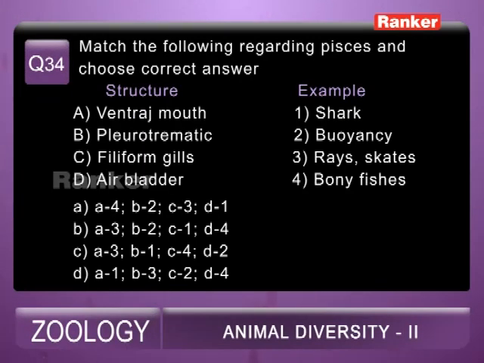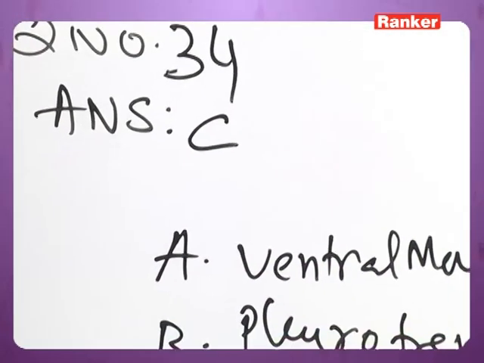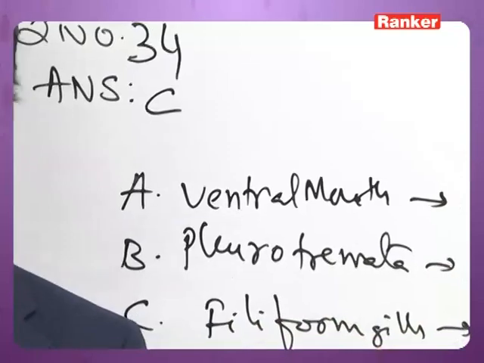Match the following regarding Pisces and choose the correct answer. Here you have structure and example. Structure: A. Ventral mouth, B. Pleurotraumatic, C. Filiform gills, D. Air bladder. Example: shark, buoyancy, rays, skates and bony fish. Here two columns are given. The first column is structure, the second one is example.